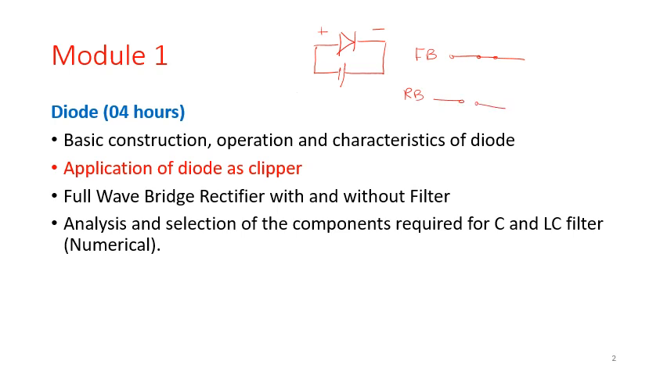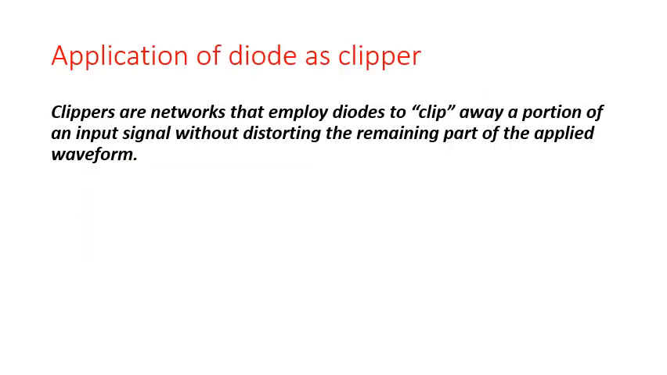So these are the two things that you need to remember for the part that we are going to study next, that is application of diode as a clipper. A clipper basically is a circuit that is going to clip away a part of your input signal. Now for clipping away a part of the input signal, you need to know what exactly is an input signal. So input signal is an AC signal.